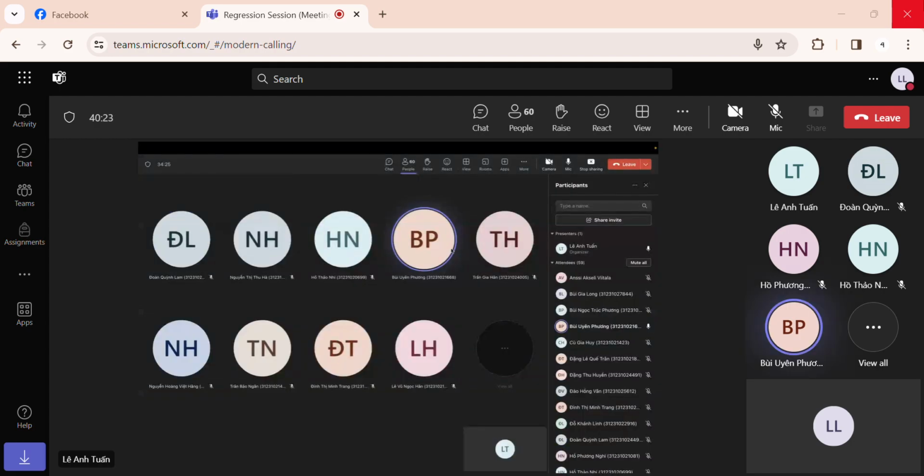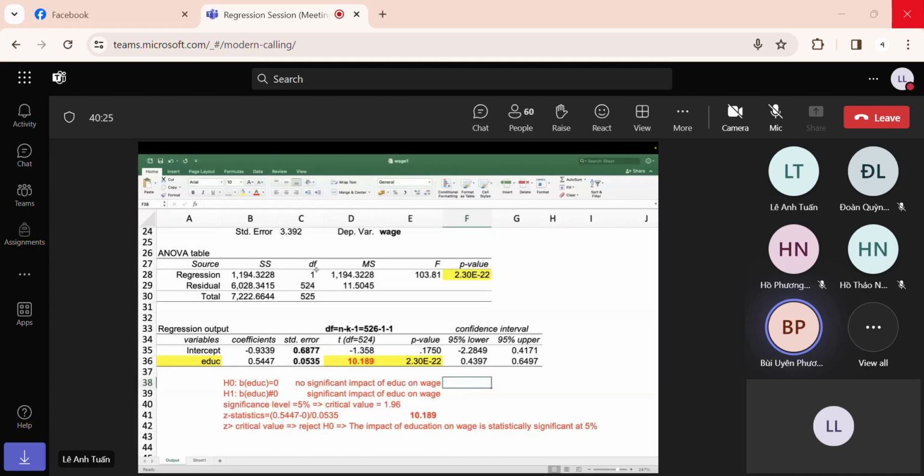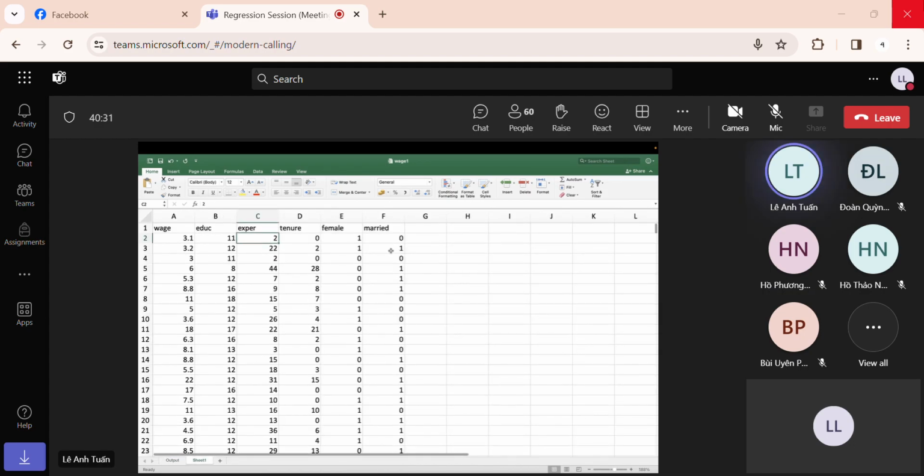Can you do the step again, the process to make this table? Okay, so you asked me how to run the regression model. We use data here, and then we use the command here.